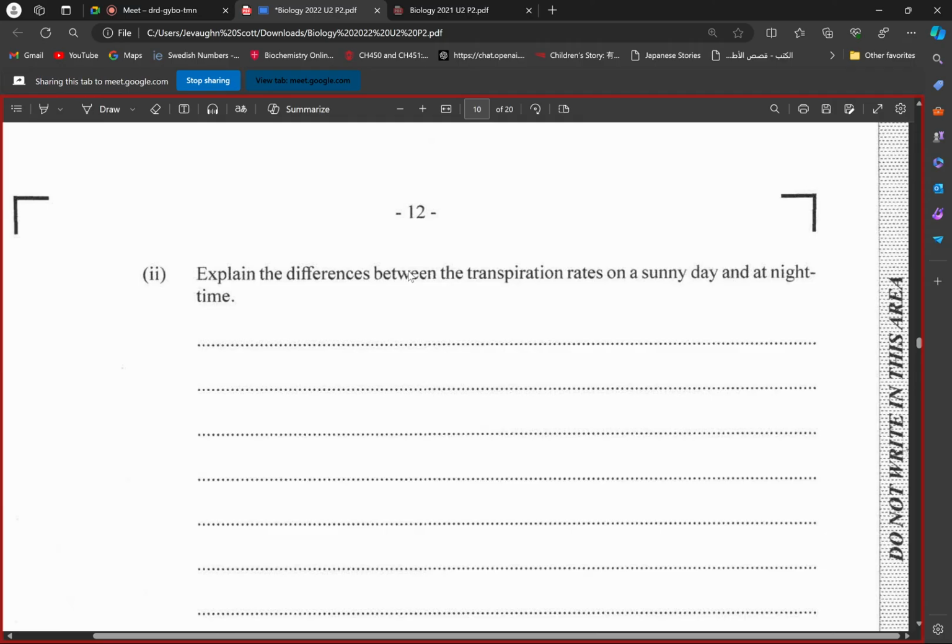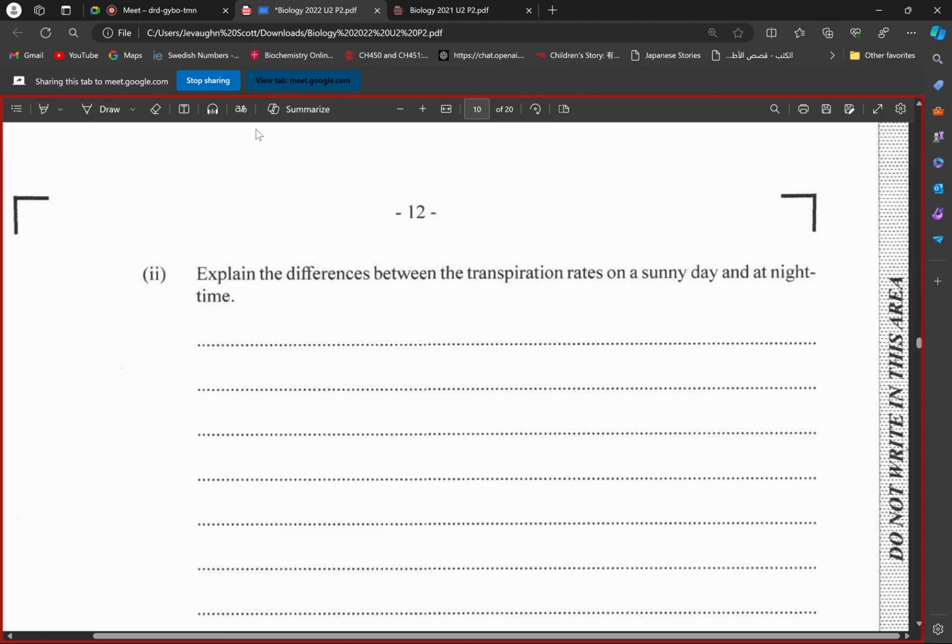Go ahead, Amon. The sun. But the rate of transpiration would be... What's gonna be? Somebody go. The rate of transpiration would decrease in the night and increase in the day. Increase, right? Decrease. We're asked to explain why.